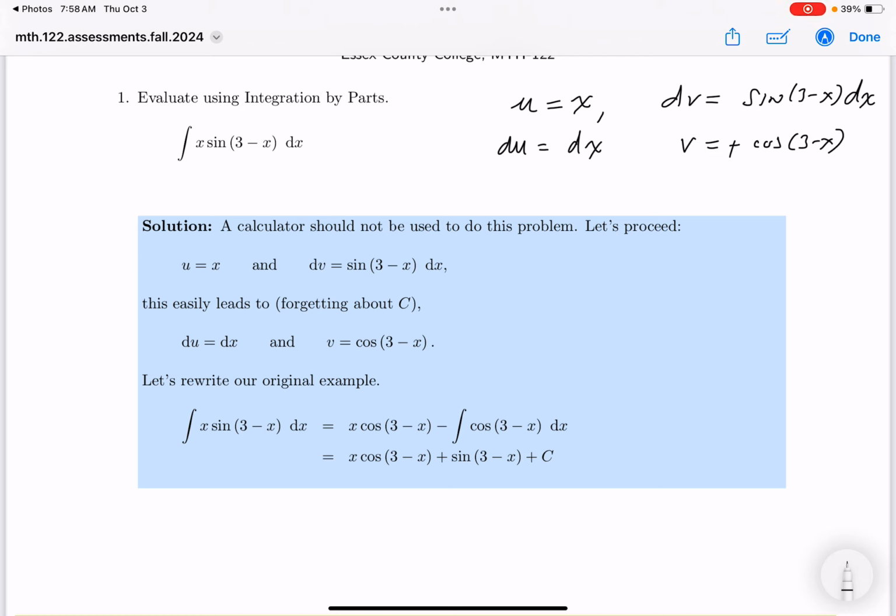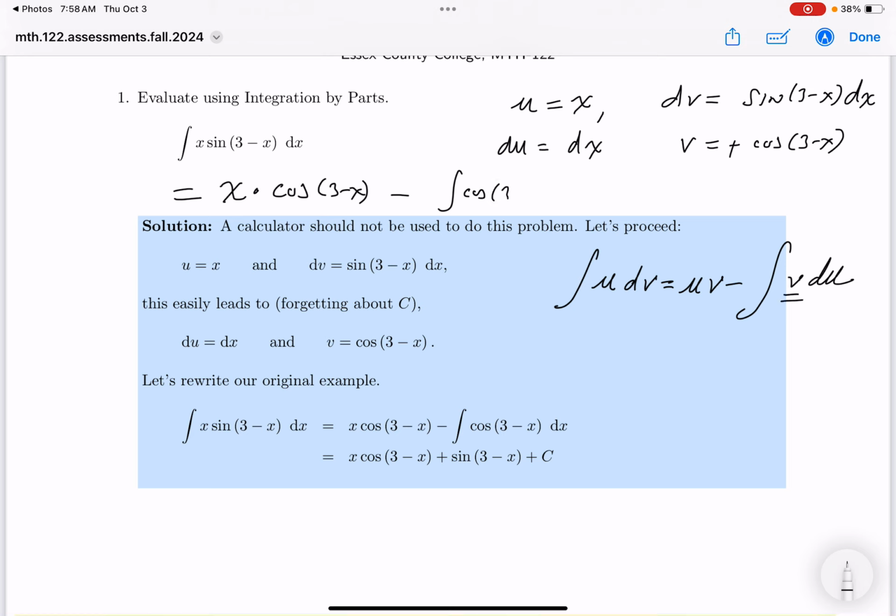So I'm going to say I can definitely write down integration by parts now. So I'm going to remind you what that looks like. That looks like the integral of u dv equals uv minus the integral of v du, all right? So let's see if we can do that. So my u is x, and my v is going to be cosine of 3 minus x. And then I put minus sign down, my integration. The v, what's the v going to be? Well, it's cosine of 3 minus x. And then I put down the du, which is just dx over here.